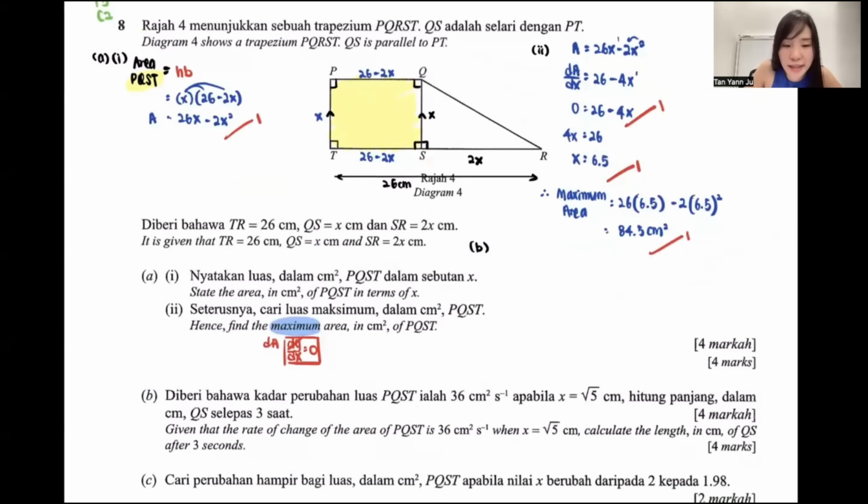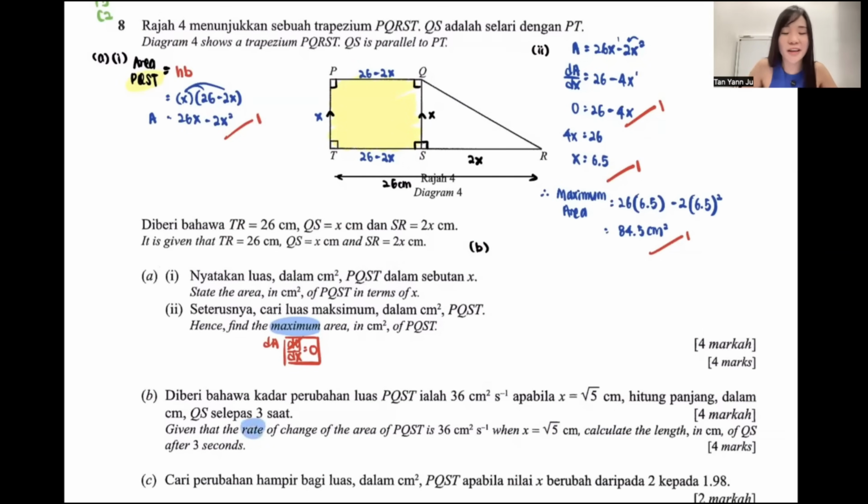B, they say, given that the rate of change of area PQST is 36, when x equals 5, calculate the length of QS after 3 seconds. Oh, this question is quite different. So my dear, when I read it, I'm not sure about you, I hope you can see. The keyword is what? Rate.